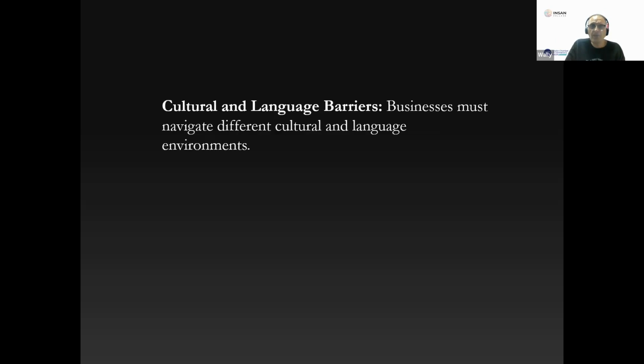Cultural and language barriers. You must navigate different cultural and language environments. You can't say all the girls are Christian, all the guys are Muslims, you leave the room while they work, vice versa. That doesn't work.